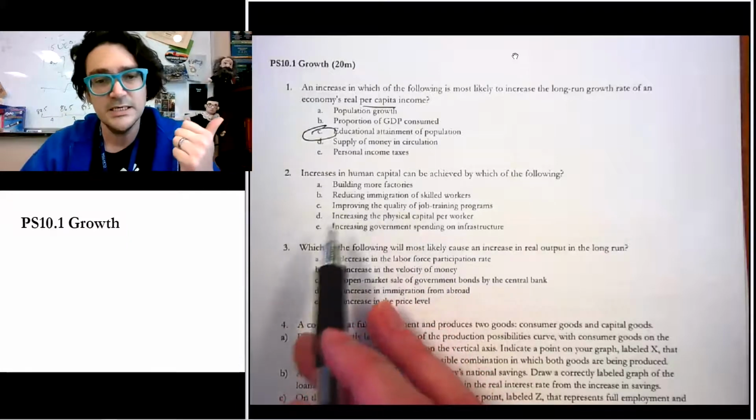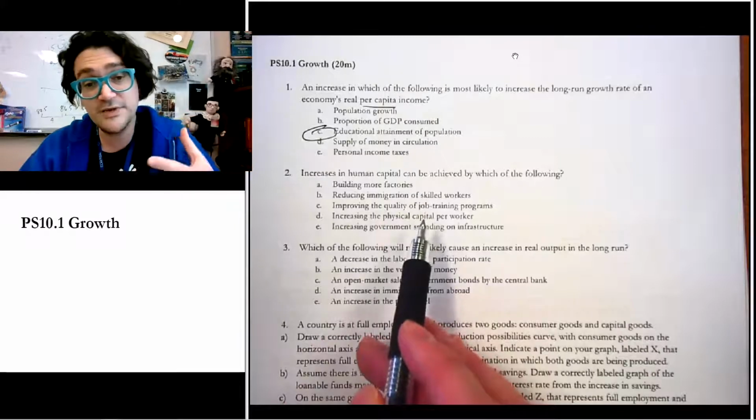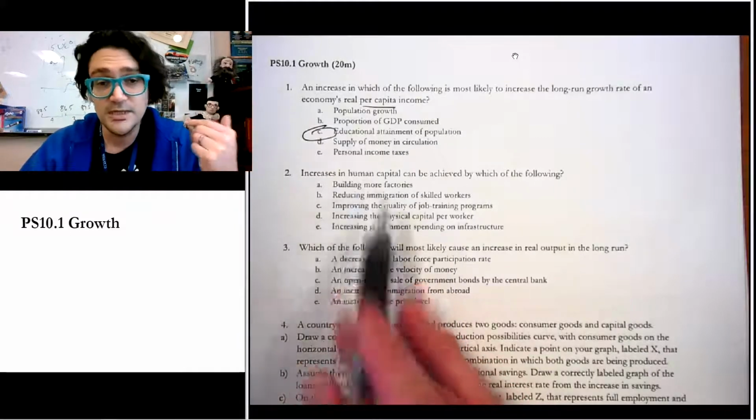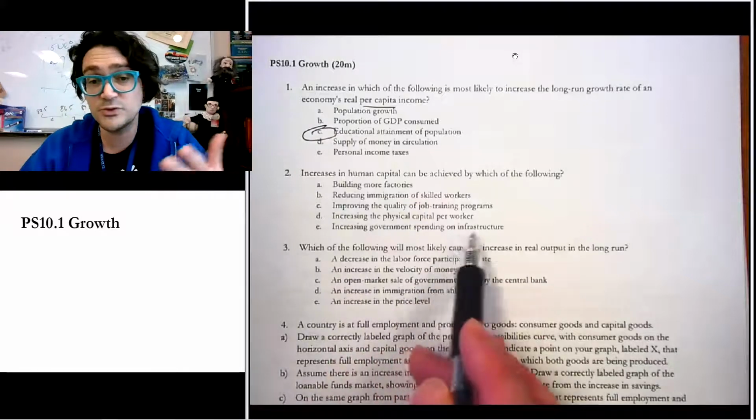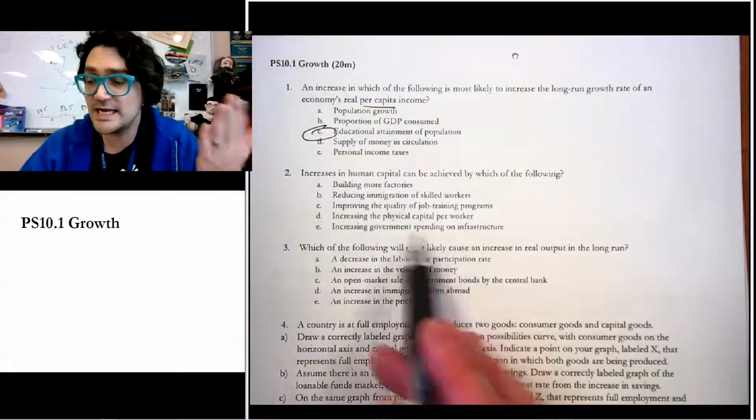So I bet it's C. D, increasing the physical capital per worker. It's going to help in terms of productivity, but it's not going to help human capital. And E, increasing government spending on infrastructure. Again, that would help economic growth tremendously, but it's not going to affect human capital. So the correct answer here is C.